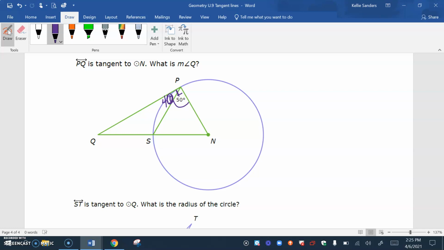What is the measure of angle Q? Right there, we're looking for Q. And so, let's see. Okay, so if those two are radius, or radii, then it makes an isosceles triangle. So this is both 50 and 50. And if these are both 50, 180 minus 100, because 50 and 50 give you 100, gives 80. So this angle right here is 80.